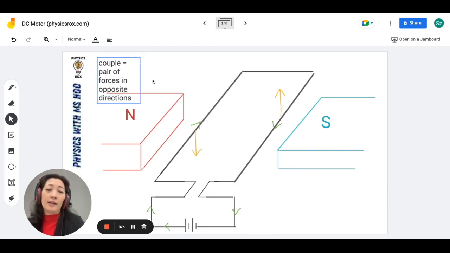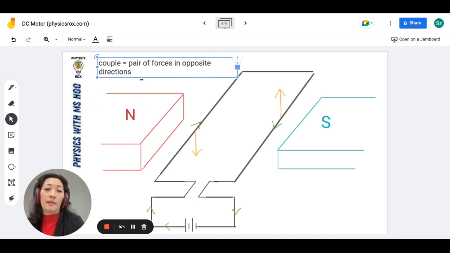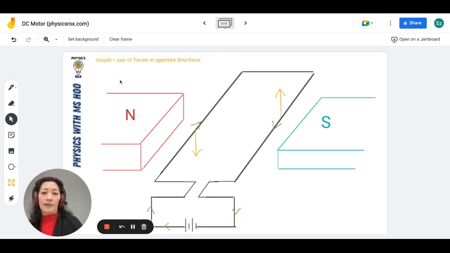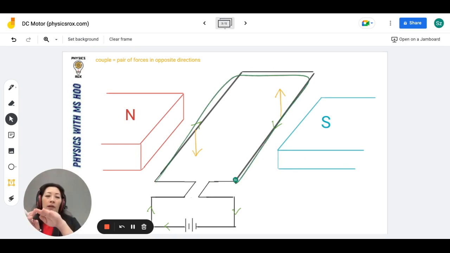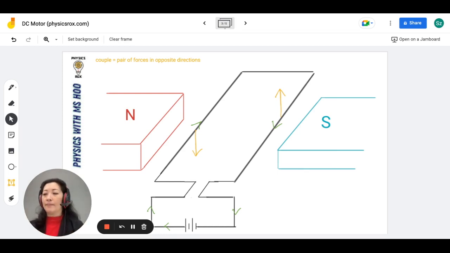You don't even need to say a couple of forces, you can just call it a couple. So there's a couple acting on this loop of wire. I'm going to put it in yellow just to make it a little bit different. So when you look at what happens here, now remember these two are part of the same loop of wire. So on the same wire, if one side is going down and one side is going up, you're going to find that this causes the wire to rotate.